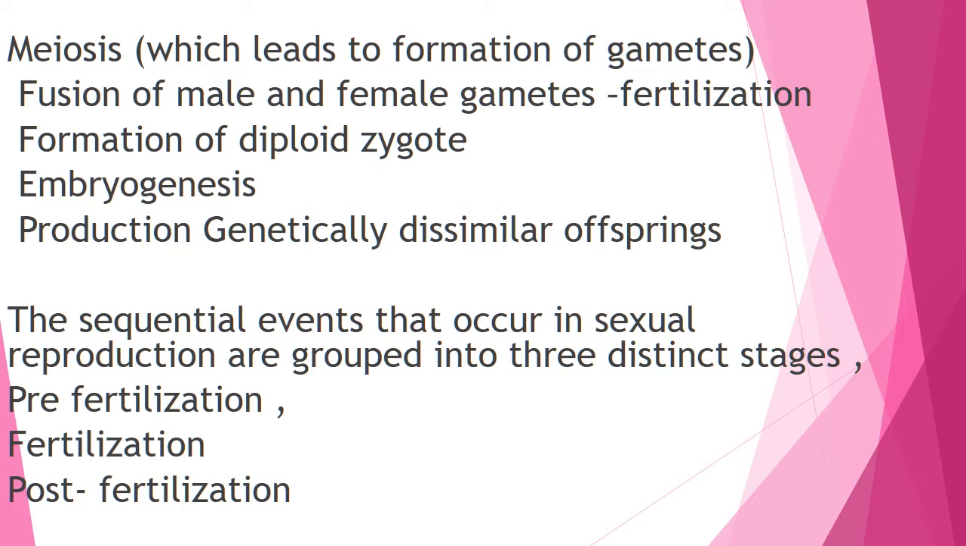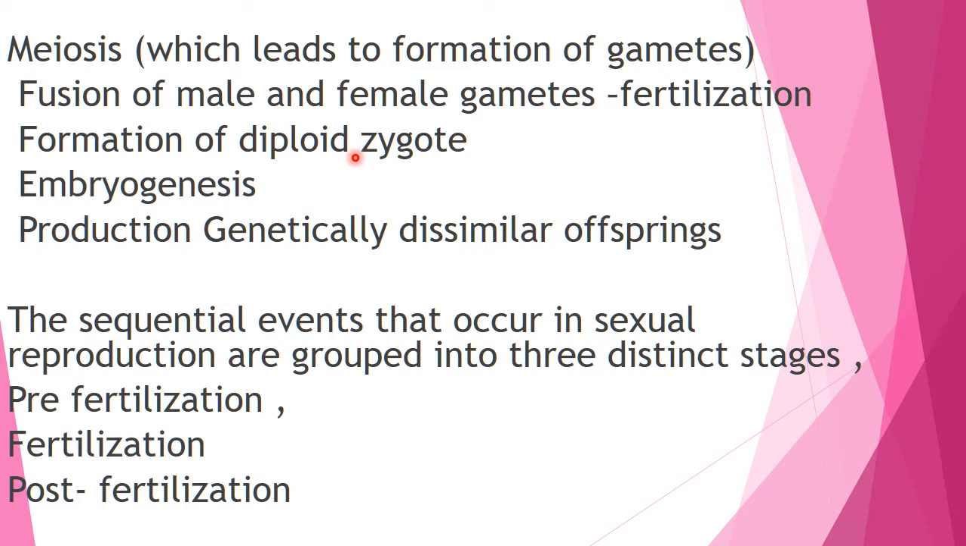Then what is the another thing? Fusion of male and female gametes. Yes, fusion of male and female gametes, that is known as fertilization. This fertilization leads to the formation of a diploid zygote. So from haploid gametes, a diploid zygote will be formed.